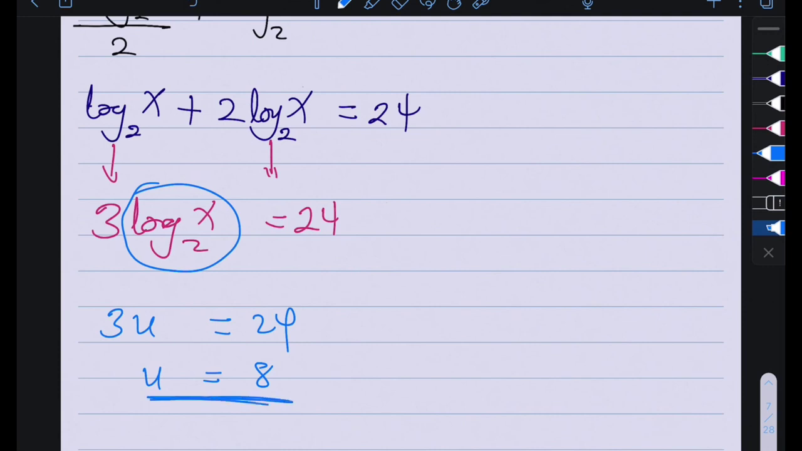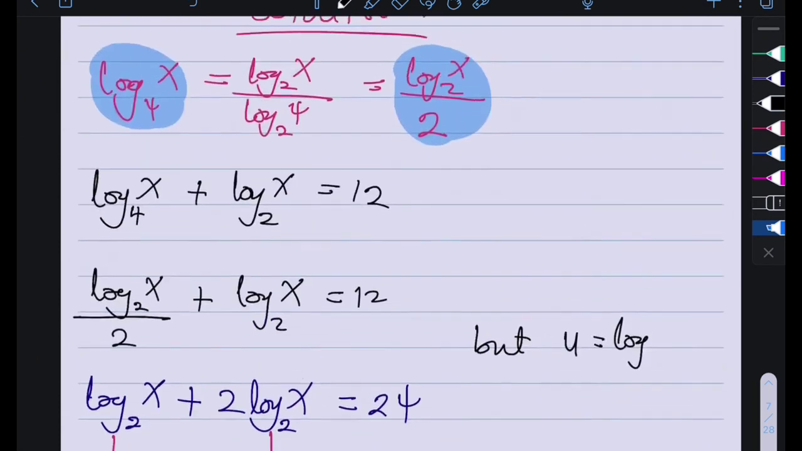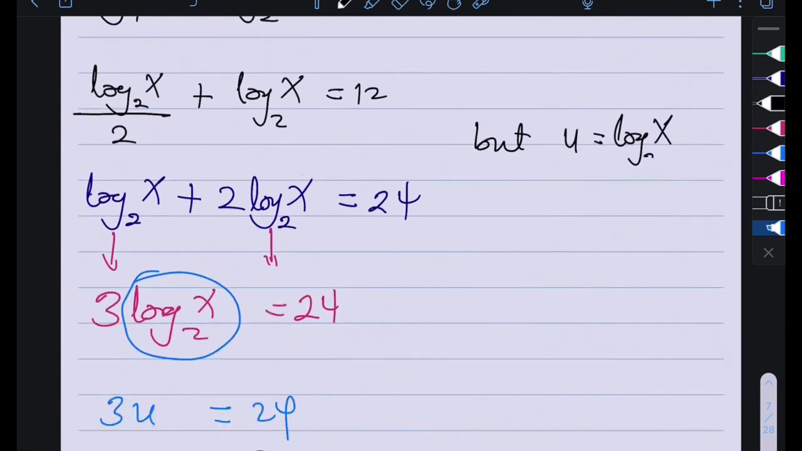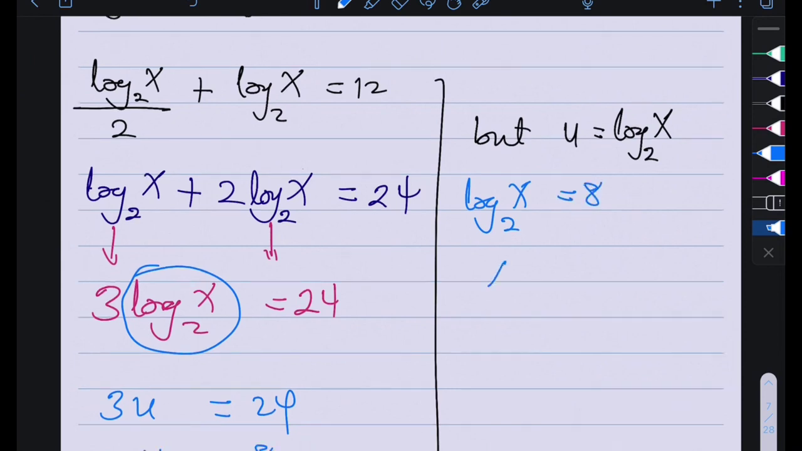So you go back to state that u is log, what was the substitution? That's log x to the base 2. So that's what u is. Therefore, you can say that log x base 2 is equal to 8 because you found u to be 8. Then x is definitely going to be 2 to the power 8. And 2 to the power 8, let me use the calculator to do it. Calculator says the answer is 256.